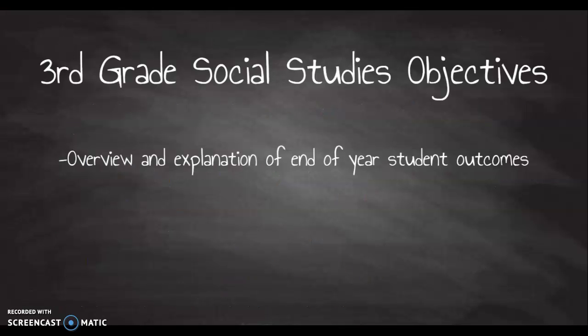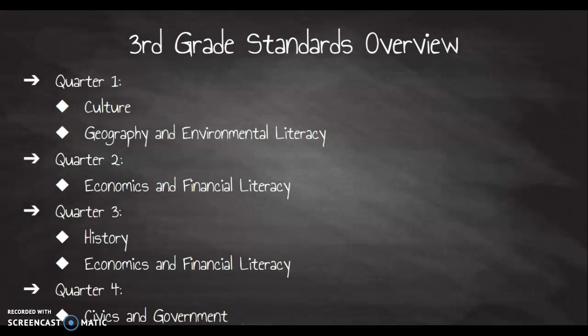I will now move into just talking about the third grade social studies objectives for the year. So this is just an overview and brief explanation of the third grade social studies objectives and standards. So there will be 6 different topics that we will talk about. In quarter 1, we will talk about culture and geography and environmental literacy. Quarter 2, we will move into economics and financial literacy, which will also be talked about again in quarter 3. Also in quarter 3, we'll talk about history. And in the fourth quarter, we will talk about civics and government.